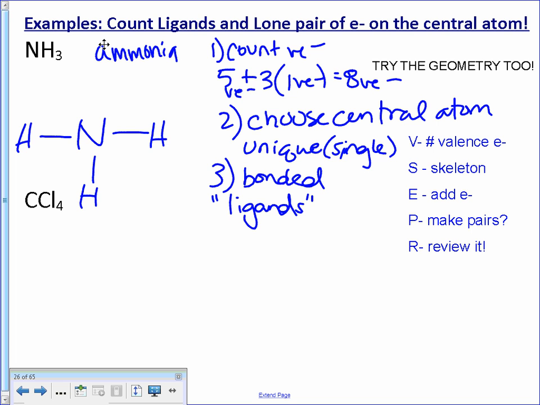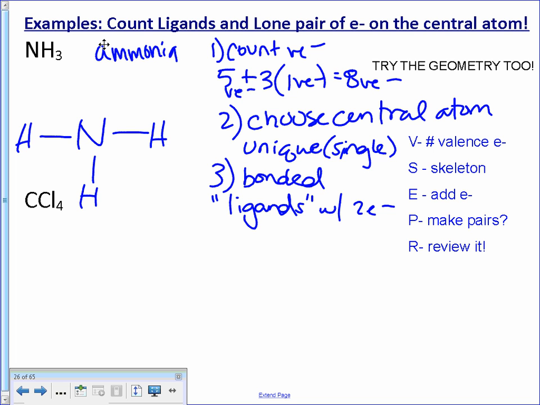Okay, so first step, count valence electrons. Second step, choose the unique central atom. Usually it's the singleton. Bond the ligands with 2 electrons, and I know that because that's what the line means, is 2 electrons. Right now, stop and tell me how many valence electrons we've used. 6, and we got 8 to work with, right?